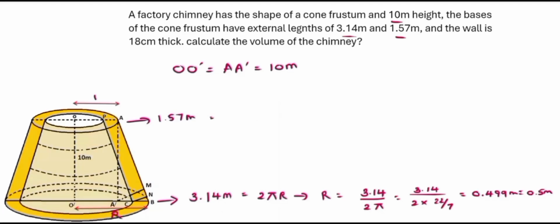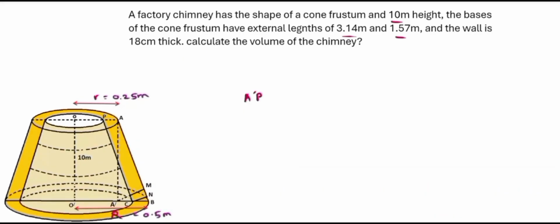Next, we can find the radius of the small outer circumference length, which is 1.57 meters. 1.57 meter is equal to 2 pi times small r. Small r is equal to 1.57 over 2 pi. Small r is 0.25 meters.